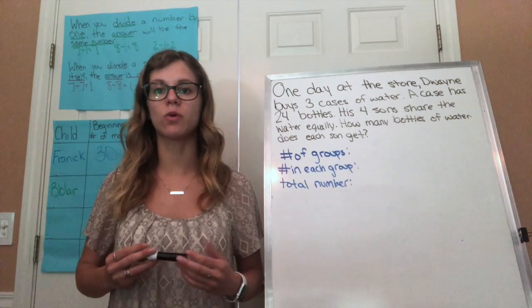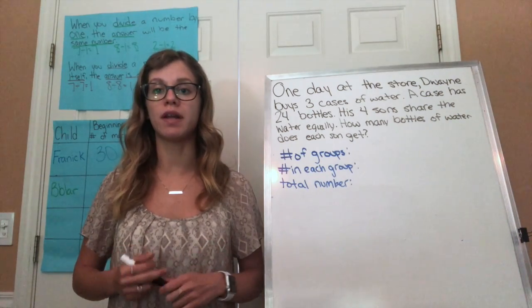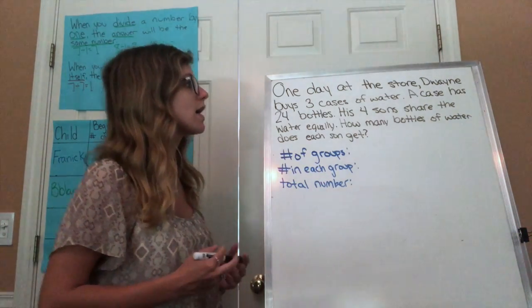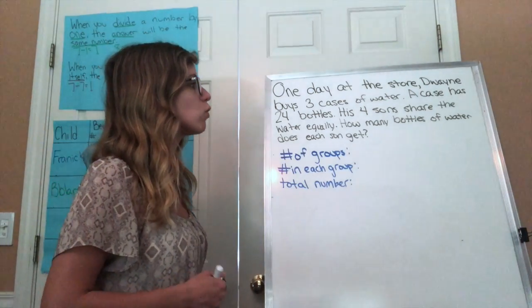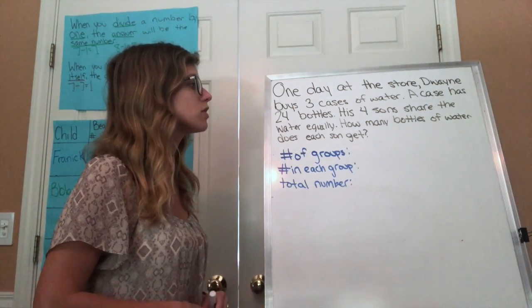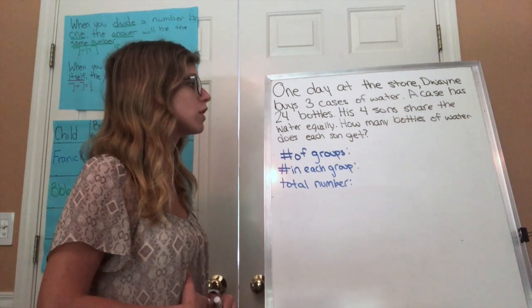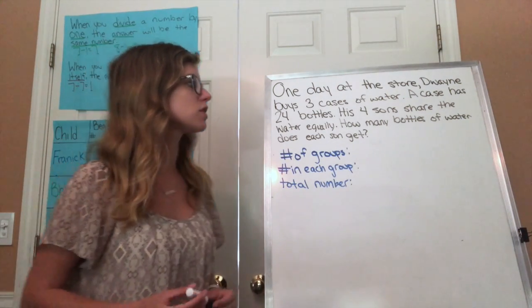What I have here is our story problem for our have-to from Monday. It says, one day at the store, Dwayne buys 3 cases of water. A case has 24 bottles. His 4 sons share the water equally. How many bottles of water does each son get?